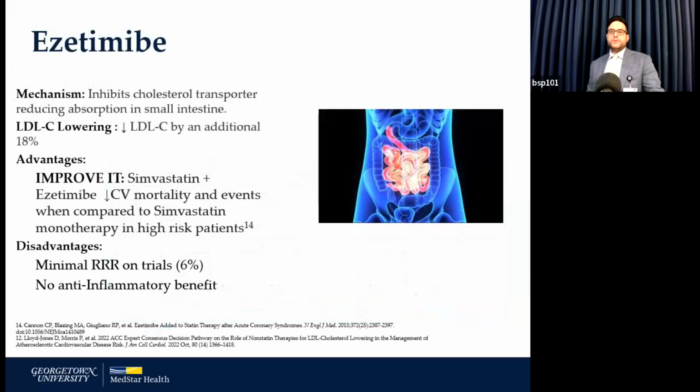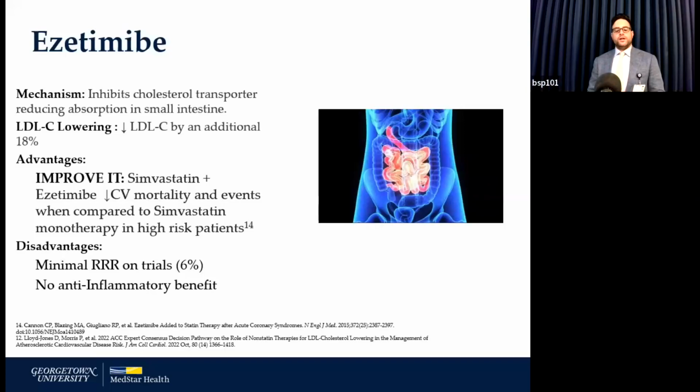Another drug therapy that we routinely see is ezetimibe. Ezetimibe is a medication that simply works by inhibiting the absorption of cholesterol in the small intestine. It has a very mild LDL cholesterol lowering effect, 15 to 18%. Studies have suggested improved mortality and improved outcomes.